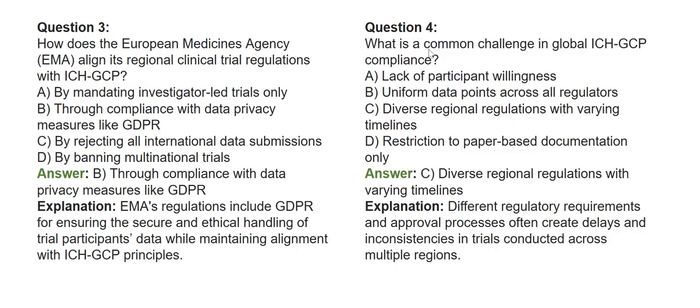Question 4. What is a common challenge in global ICH-GCP compliance? Is it A, lack of participant willingness? Is it B, uniform data points across all regulators? Is it C, diverse regional regulations with varying timelines? Or is it D, restriction to paper-based documentation only? So it is C, diverse regional regulations with varying timelines, as different regulatory requirements and approval processes often create delays and inconsistencies in trials conducted across multiple regions.